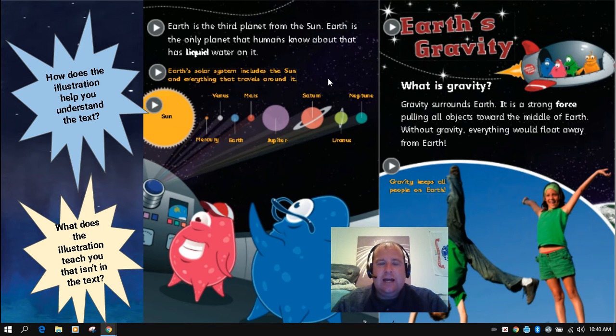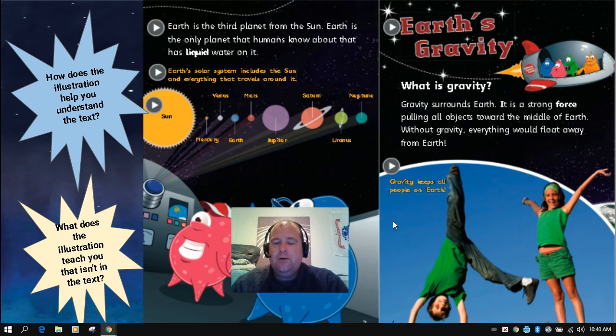Yeah, this is called a diagram. So it's an illustration that's within the book. And they're looking up at the solar system, and this diagram shows us the location of the planets from the sun. And it also labels, which is another text feature, what each planet is called. Nice job. Over here on page 4, what about this illustration?